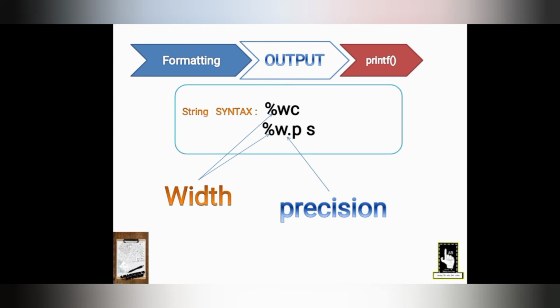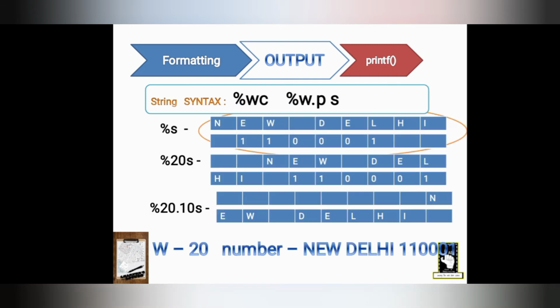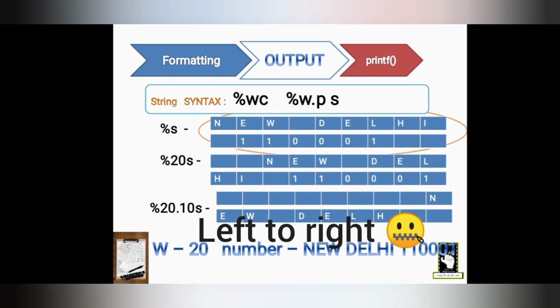Okay, the percentage s will enter any number of strings. Percentage 20 s will allow 20 spaces and will start to fill the characters from right to left. We will be putting it on the screen. You can verify, you can very well go through it. It's from right to left.